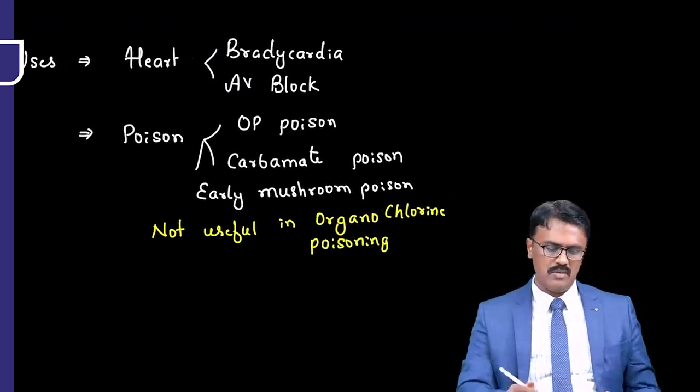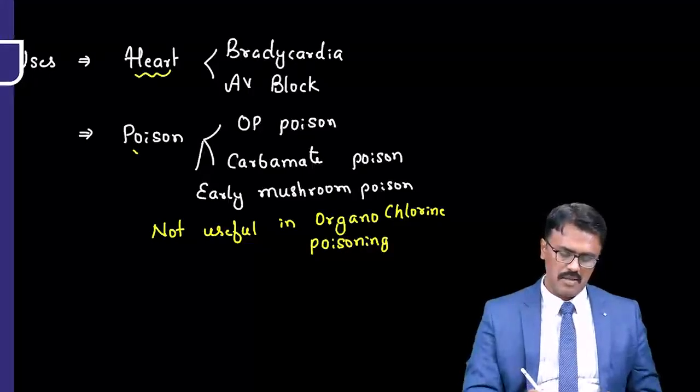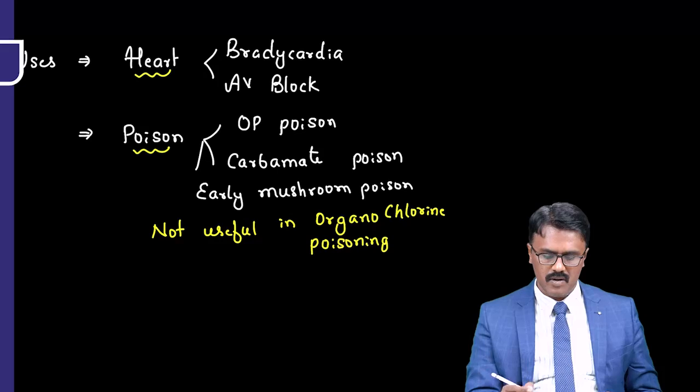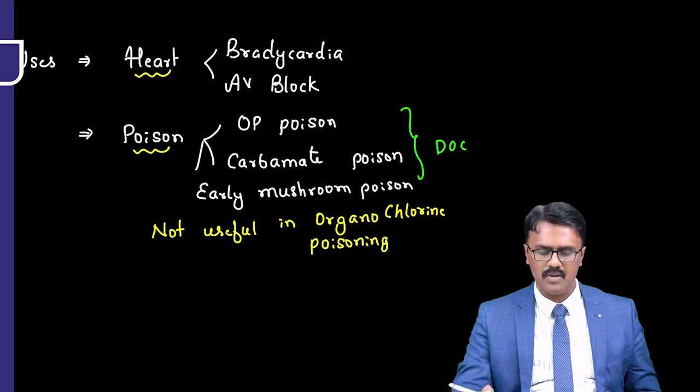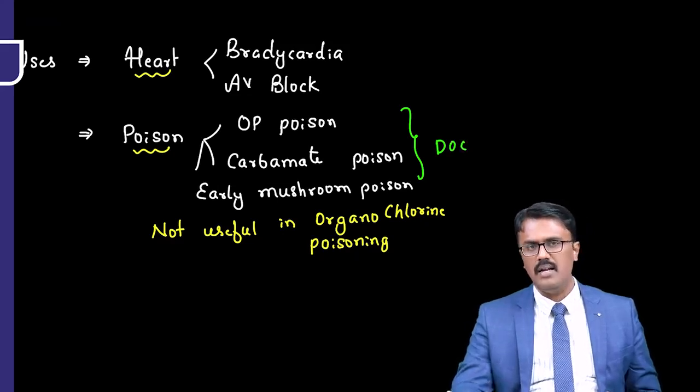So we understood where to use it in the heart condition. We use it mainly in the poisoning. Now remember, it's the drug of choice for all these three poisons: OP, carbamate, and early mushroom poisoning.